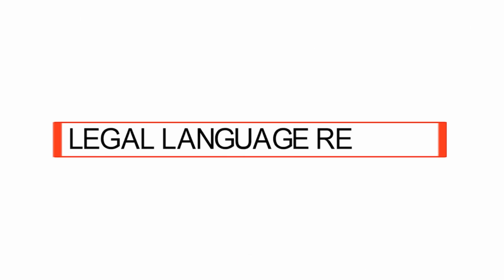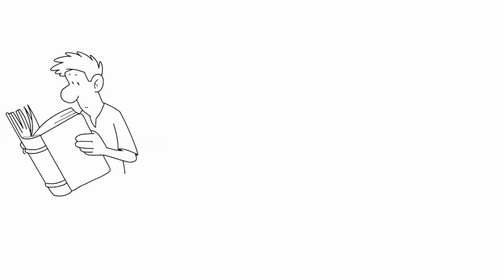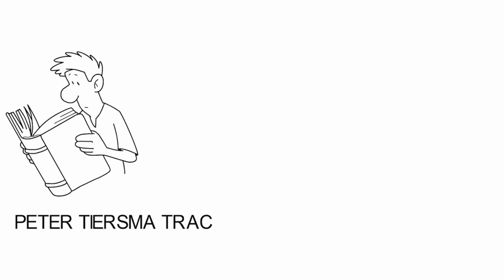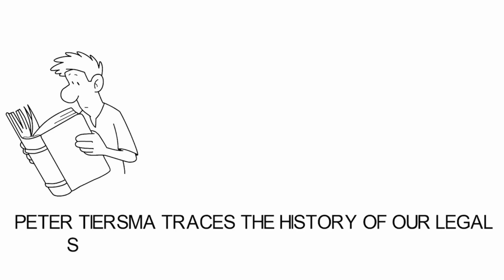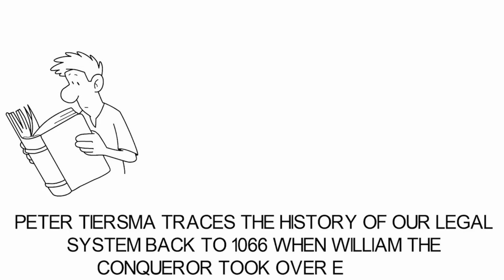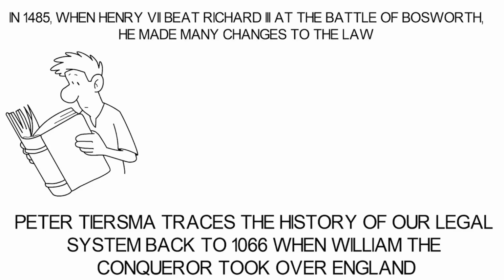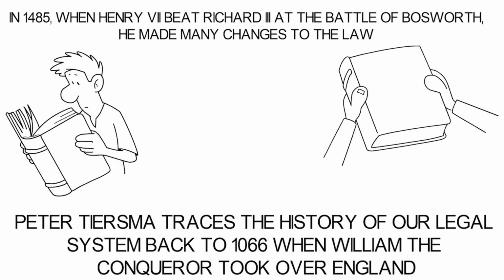Legal language reform. Linguists have studied legal language and tried to figure out why it works the way it does. Peter Tiersma traces the history of our legal system back to 1066, when William the Conqueror took over England. In 1485, when Henry VII beat Richard III at the Battle of Bosworth, he made many changes to the law. Because of these changes, laws and parliamentary debates are now in English.